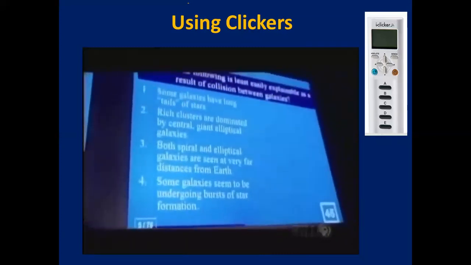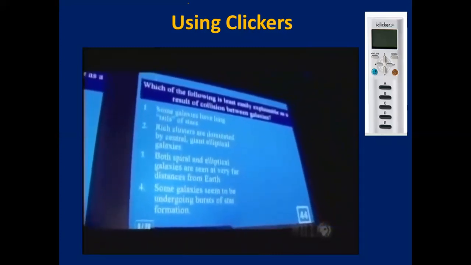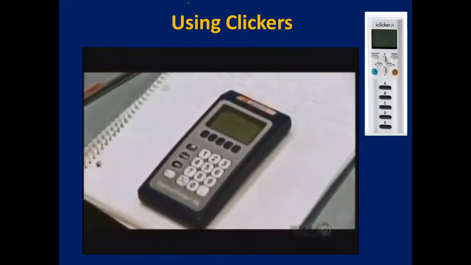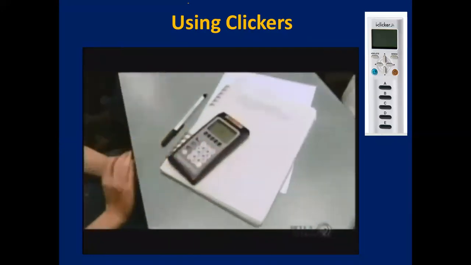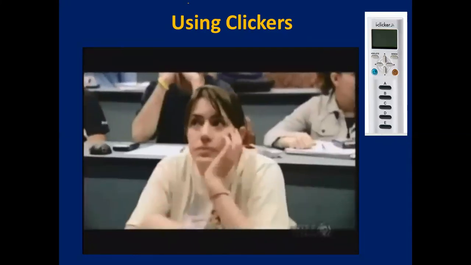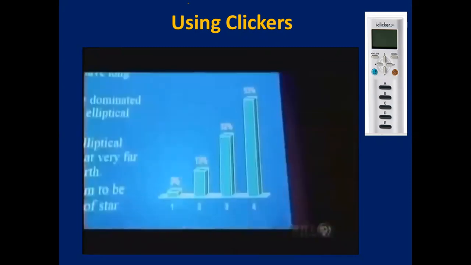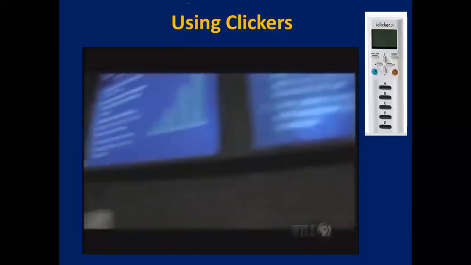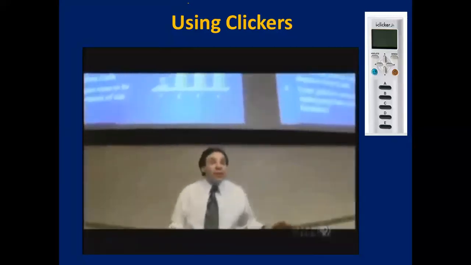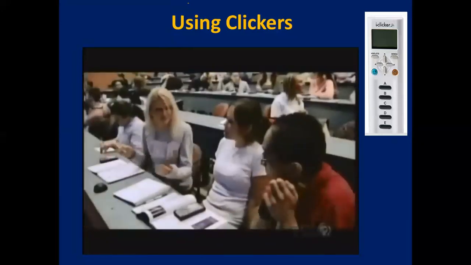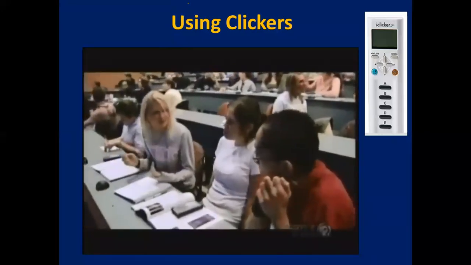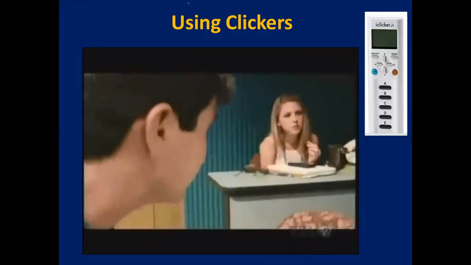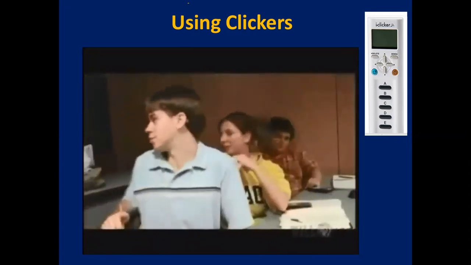Which of the following is least easily explainable as a result of collision between galaxies? Has everyone answered? Interesting. Half of you think it's number 4. Some galaxies seem to be undergoing bursts of star formation, but not everyone agrees. So here's what I want you to do. Start talking about it. If you think you know the right answer, convince your classmate that you've got the right answer. So 2 galaxies smash into each other. That's something pretty big. What's number 3?